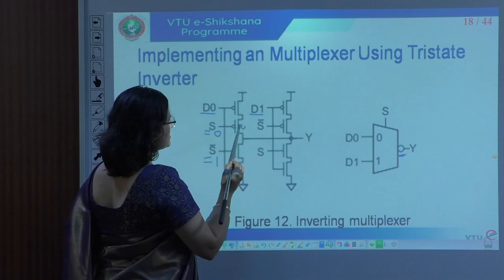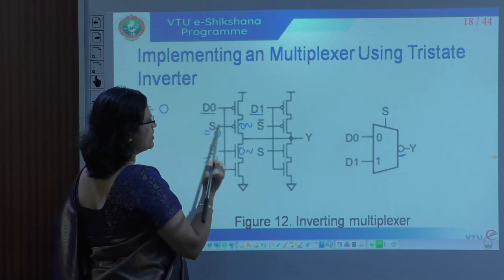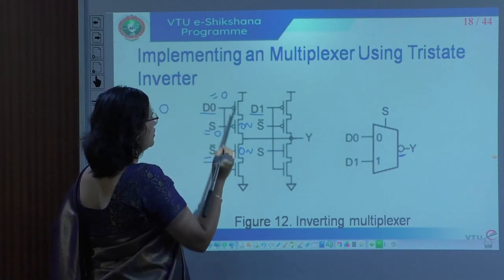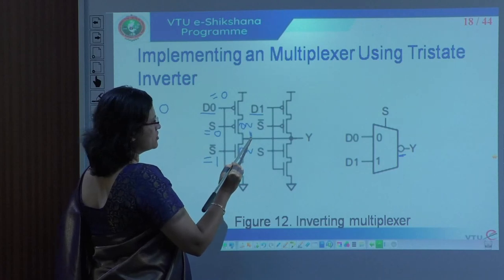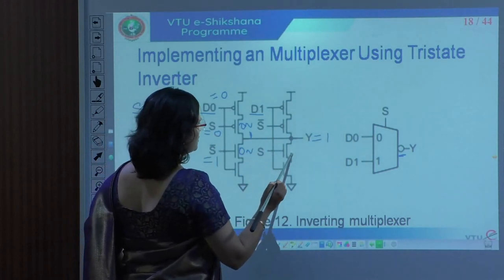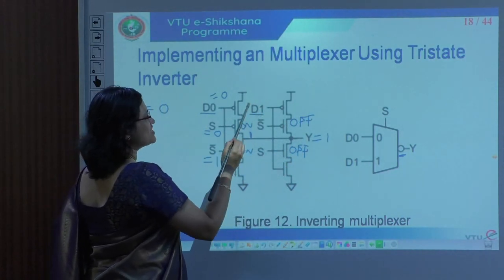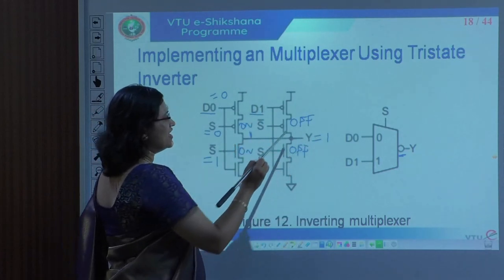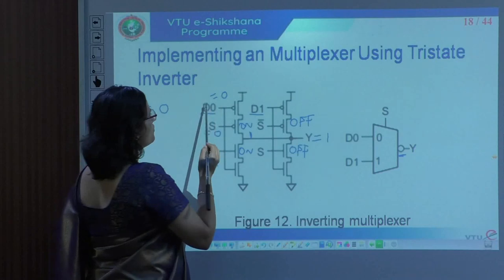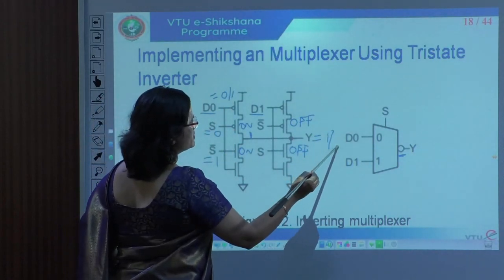What happens here? This transistor is turned on, this is also turned on. So whatever the value on D0, that is passed to the output in an inverted version, because it will act like an ordinary inverter. Now if you give D0 equal to 0, for an ordinary inverter the output will be 1, so that 1 is going to appear over here. Whereas in this other case, when S is equal to 0, this will be off and this is also off, so both the switches are open. Whatever the value on D1, it is not given at the output Y, because there is no path. Both the switches are in open mode. So we get D0 equal to 0 and Y equal to 1. Now if you give D0 as 1, your output Y will be 0.